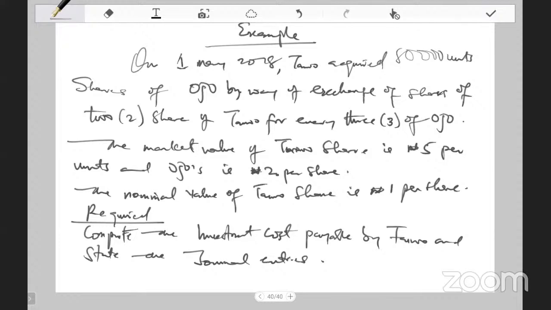So that on 1 May 2018, Taiwo acquired 80,000 units of shares of Ojo by exchange of shares, 2 shares of Taiwo for every 3 of Ojo. The market value of Taiwo's share is 5 naira per unit, and Ojo's is 2 naira per share. The nominal value of Taiwo share is 1 naira per share. So you are now asked, compute the investment cost payable by Taiwo. State the journal entry. Quick one, and so simple.